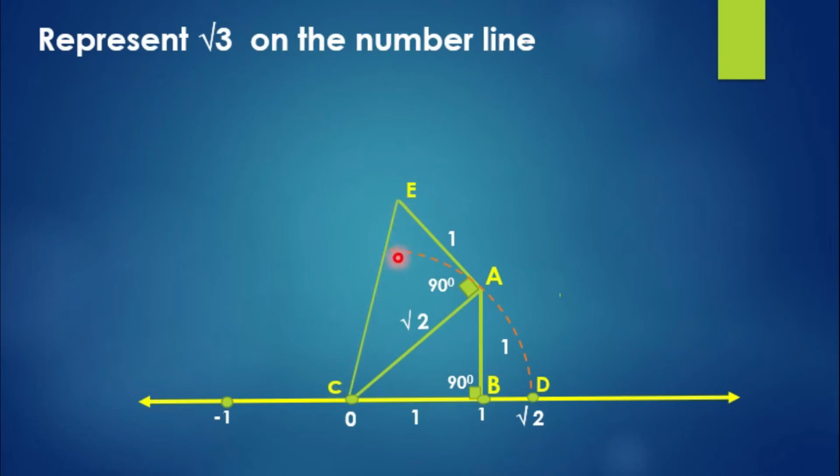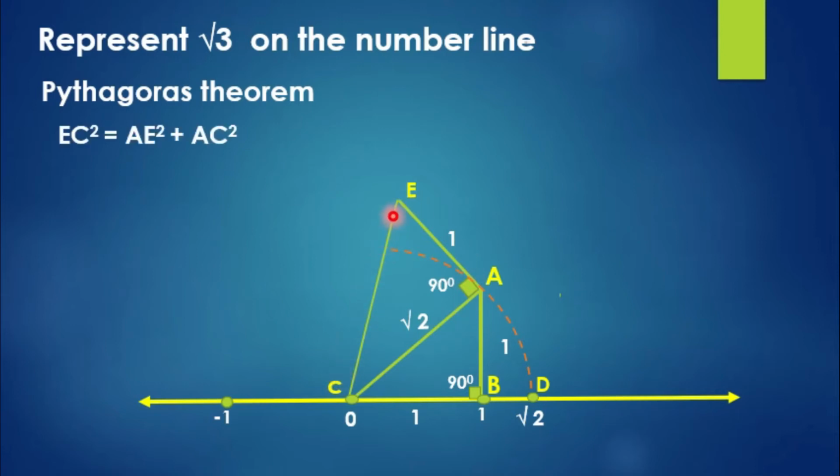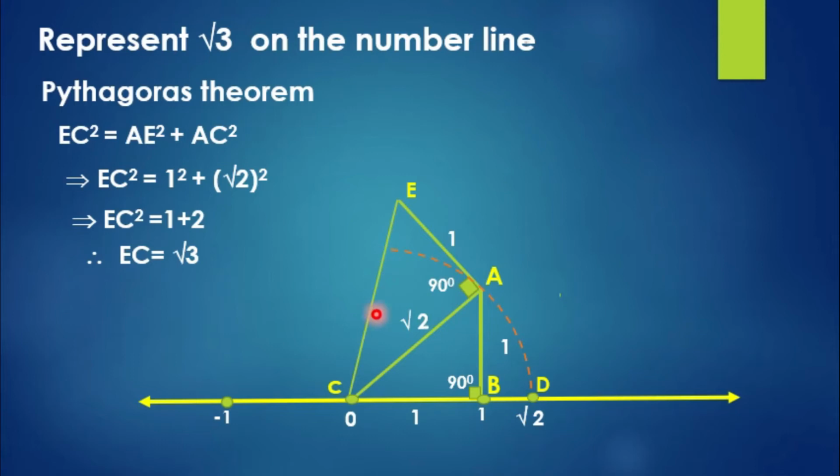The length of line CE could be found out by using Pythagoras theorem in right angle triangle EAC. So EC square is equal to AE square plus AC square implies EC square is equal to 1 square plus square root of 2 square implies EC square is equal to 1 plus 2. Therefore, EC is equal to square root of 3. So the length of EC line is found to be square root of 3 units.